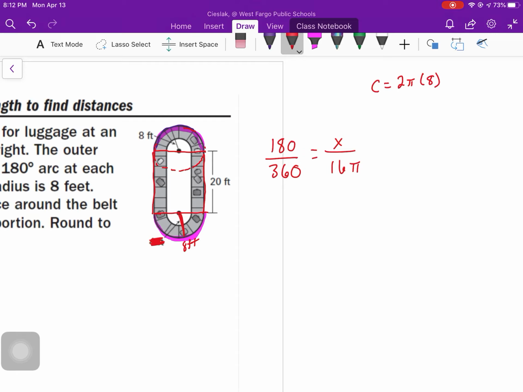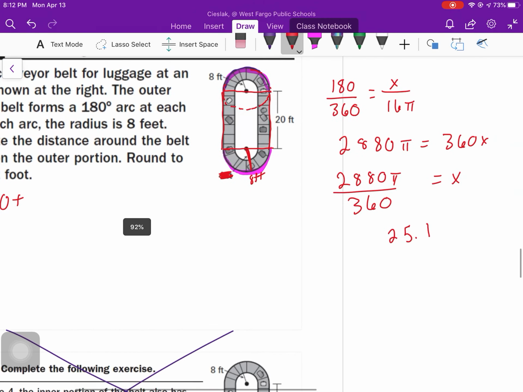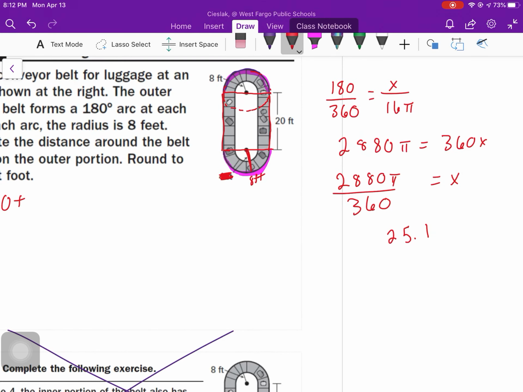Okay, my calculator died again, so give me 1 second. 16 times 180 gives me 2,880 pi is equal to 360x. So divide by 360 and I get 2880 pi over 360. So 2880 pi divided by 360 gives me an x value of approximately 25.1. What do we need to round to? The nearest foot. So I'm going to go 25.13 for now.